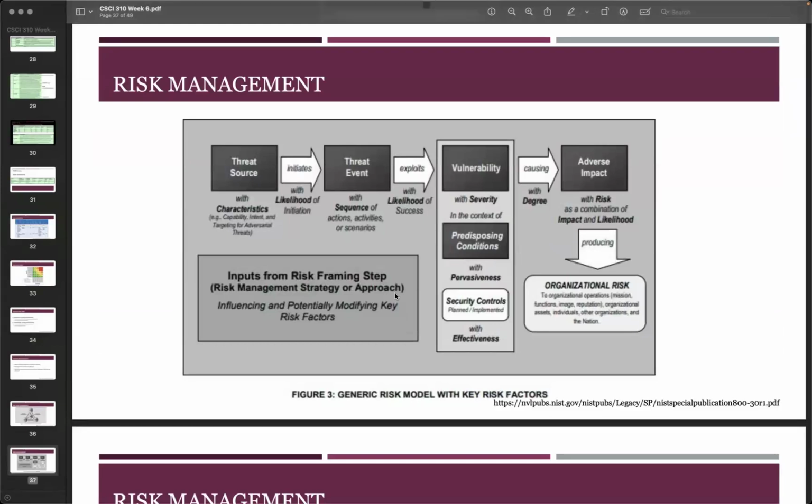And here's the flow. So we see the threat source, and then we initiate, and then we have an event, and then we say expose, and then the vulnerability, and then based on different groups, we have different conditions. So we have adverse impact, and based on the impacts, we produce the organization risk. So it's a basic flow.